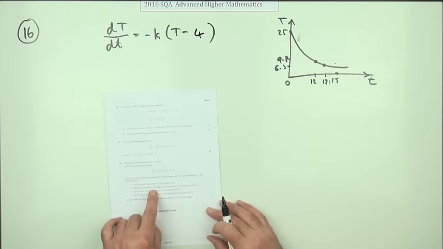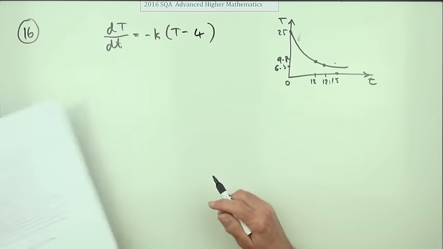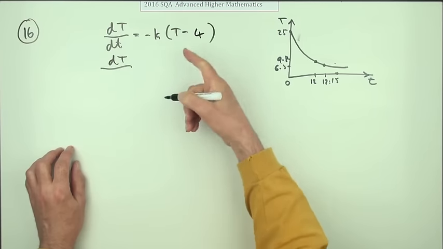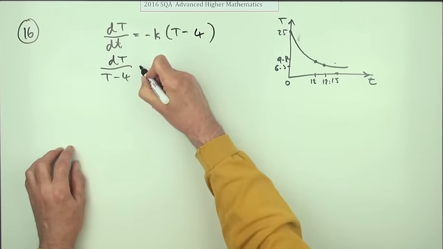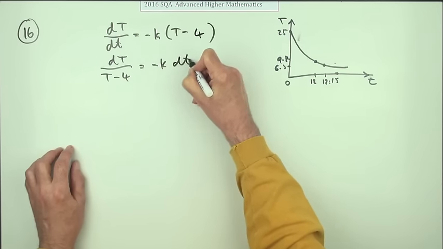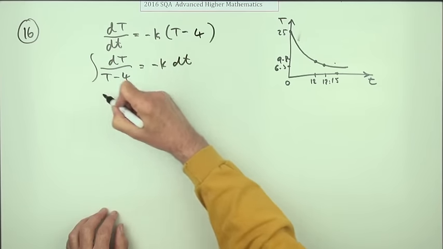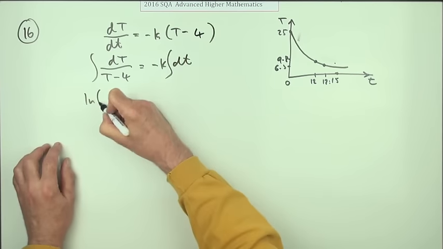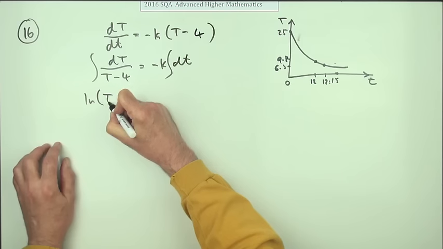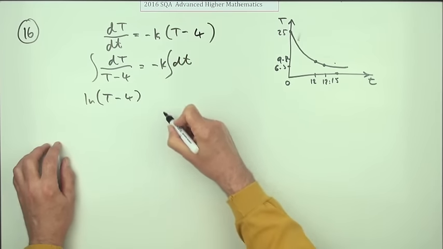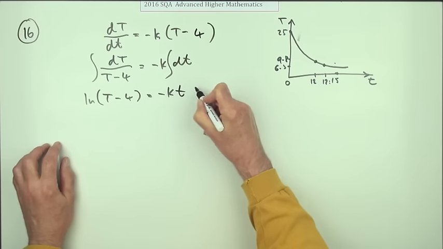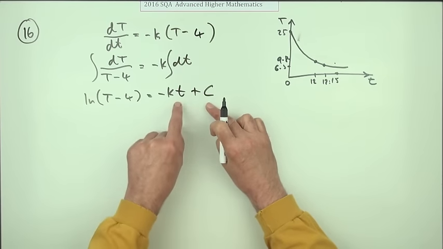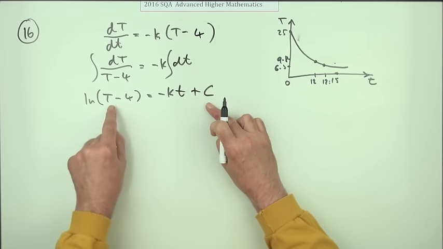When first placed in the fridge, I wrote that down already, the temperature was 25. Well, that means if you go ahead and integrate this, dT over T minus 4 will be negative k dt. And then integrate both sides. That will give you a log, ln of, and there's no negatives going to appear in here, so ln of T minus 4 is going to be negative kt plus c. Now straight away we can find this constant if we've got the initial conditions. At time 0, what was the temperature?